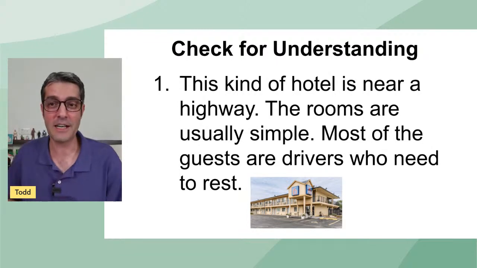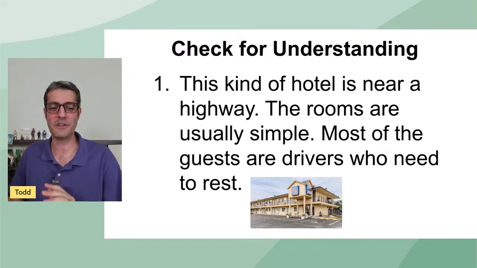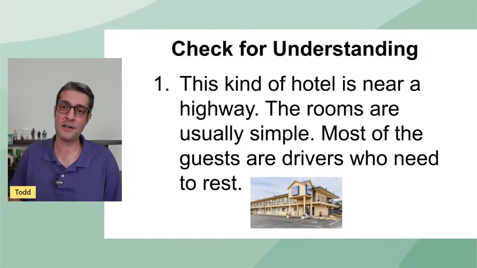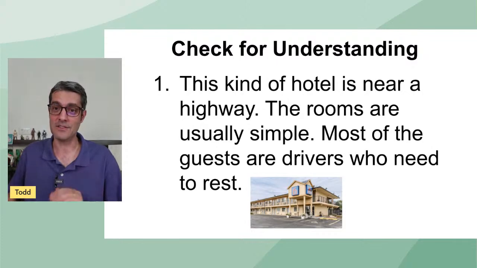So this is a quick check for understanding. We'll be going over some of the vocabulary items from before and some information from the dialogue. Now, if you don't remember one of these items, then you can replay this lesson at the end to find the answers that you're missing. And the first one says, "This kind of hotel is near a highway. The rooms are usually simple. Most of the guests are drivers who need to rest." So if this one's easy for you, you're doing great. If it was challenging, don't worry. You can go back and review the section about vocabulary.